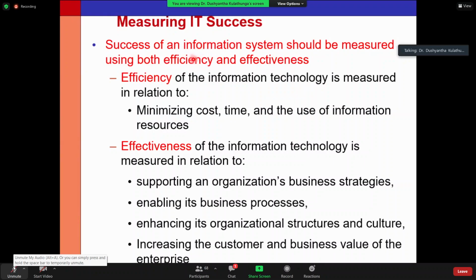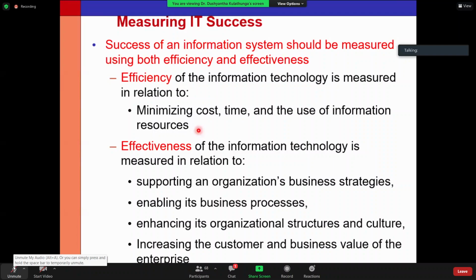So then how are we going to measure the efficiency of our systems and how are we going to measure the effectiveness of our systems? So efficiency can be measured utilizing some criteria and effectiveness can be measured utilizing some other different criteria. Now, efficiency of the information technology is measured in relation to minimizing cost, minimizing time, and minimizing the use of information resources.